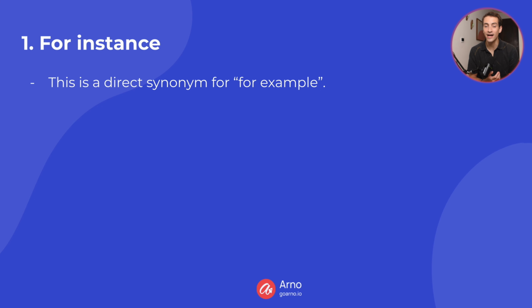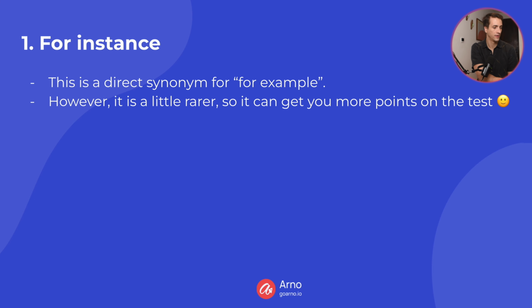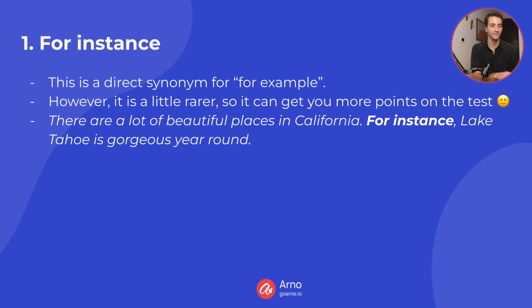This is a direct synonym for example, which means you can use it in exactly the same way. However, for instance is a little rare, so it can get you more points on the test. Here's an example. There are a lot of beautiful places in California. For instance, Lake Tahoe is gorgeous year-round.